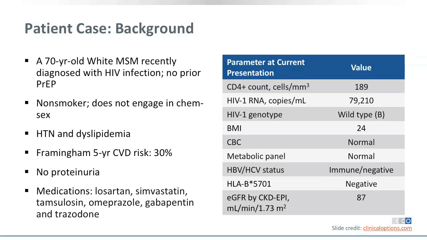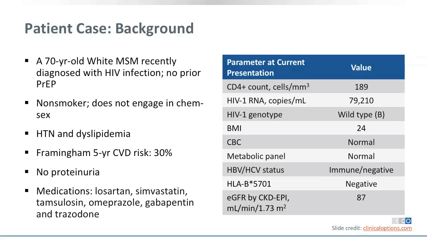I recently saw a patient who represents a challenging type of case that we can encounter, and we usually do, in our office: an older patient newly diagnosed with HIV infection. I'm going to go through some of the details of this patient's case and the relevant issues surrounding older patients with antiretroviral initiation. This is a 70-year-old Caucasian MSM recently diagnosed with HIV infection, no prior PrEP use.